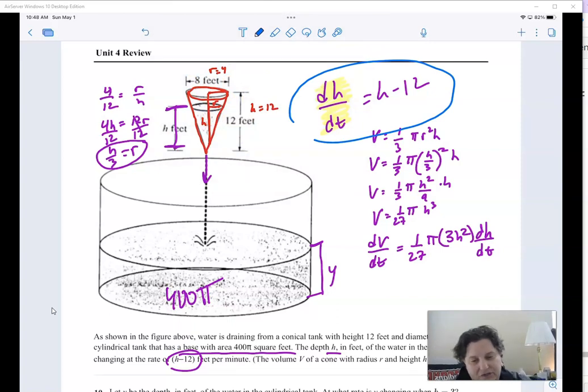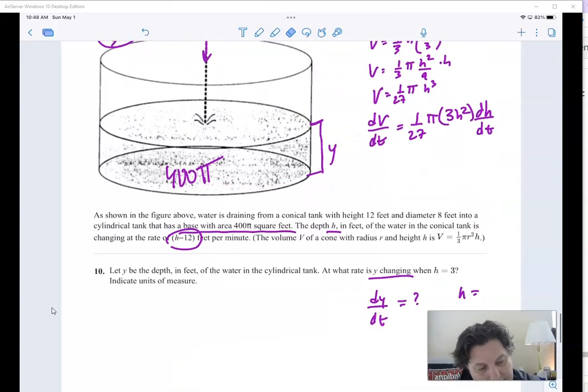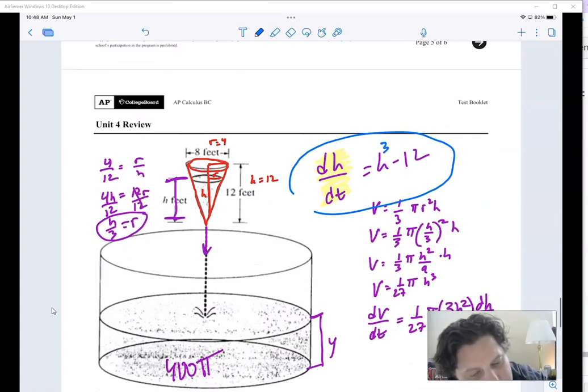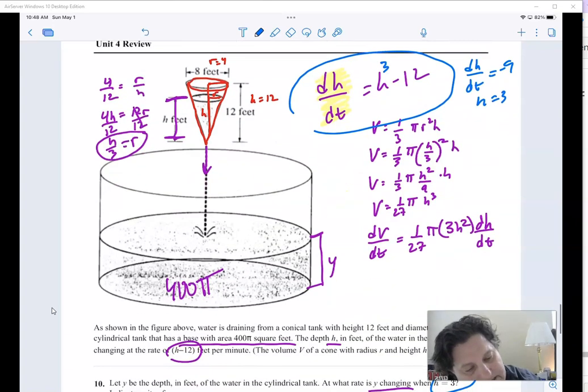Now, do I have h somewhere in the problem? We'll go look down here at what, let y be the depth, at what rate is y changing when h is 3? So this is the important thing I need to work with. It's telling me h is 3. Check it out. If h is 3, the rate is -9. And h is 3, and we can plug those things in.